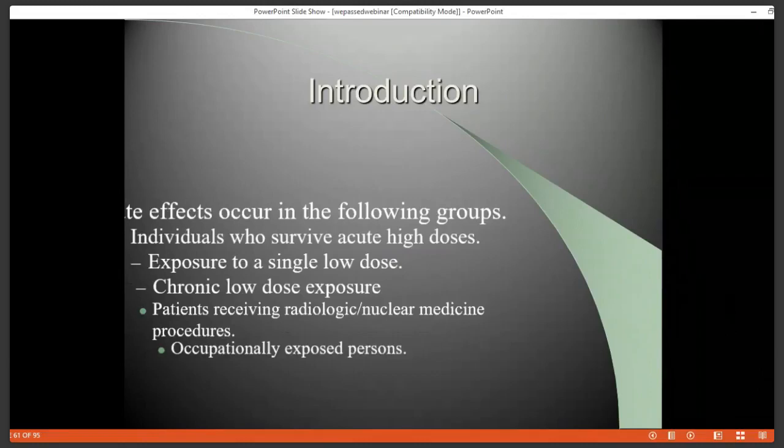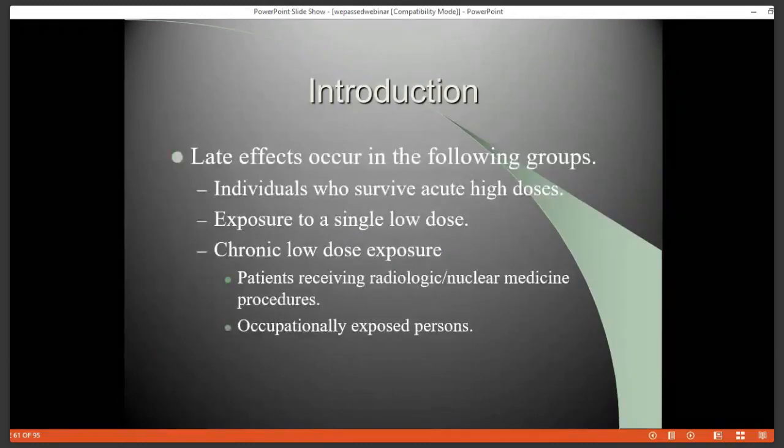Late effects really can be seen in individuals, people who have survived acute high doses of radiation and some radiation accidents. We've seen this in exposure to a single low dose. Very interesting here. Just a single X-ray at some point, you can see late effects down the road. And chronic low dose exposure. So these are patients who receive radiologic or nuclear medicine procedures, and of course that really puts us occupationally exposed people in this category as well, especially people who work in radiology, who do tend to build up low dose exposure over long working careers. These are all groups that need to be looked at for late effects.